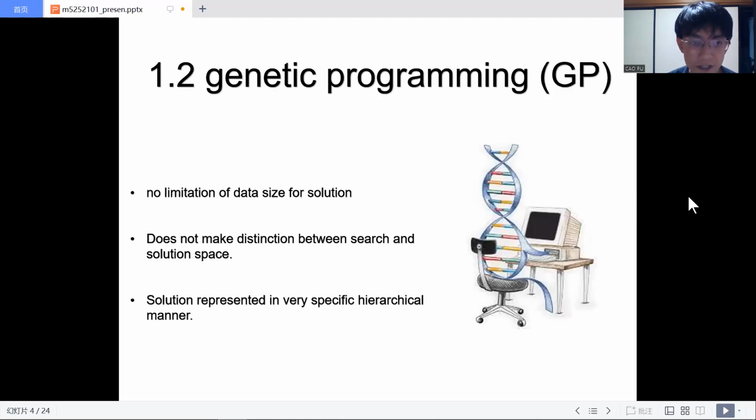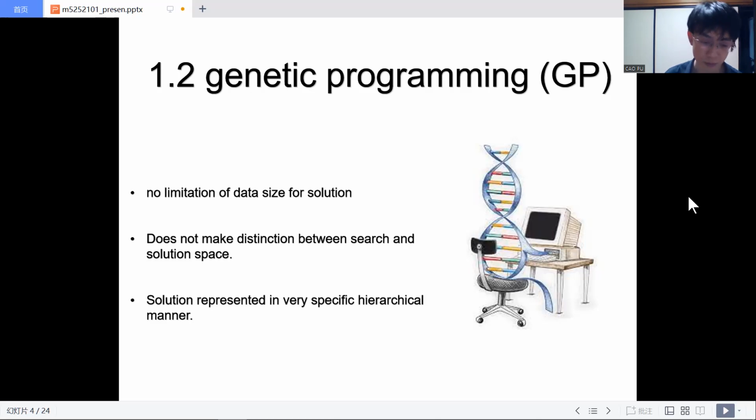And here are some features of genetic programming. The first, it has no limitation on the size of the solution. That means before we get the final result, we don't know how huge the result will be. We don't know the specific size of the solution. It could be small, also could be very huge. We don't know that.